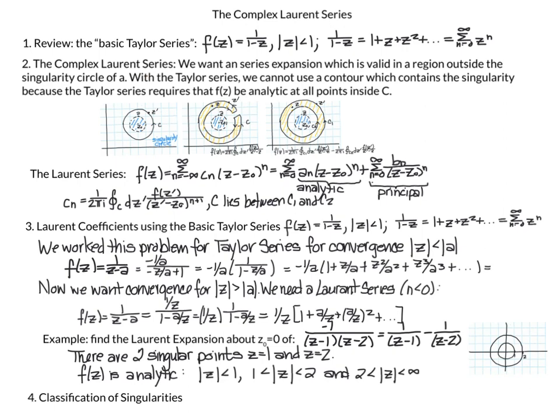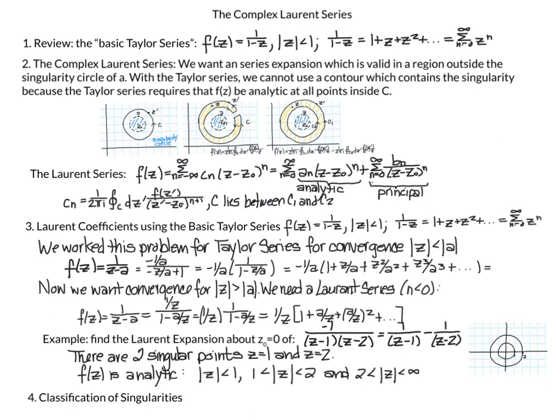So with the Taylor series, we cannot use a contour which contains the singularity because the Taylor series requires that f of z be analytic at all points inside C. So in other words, when we integrated in order to find the coefficients, we could not use something that was outside of the singularity circle because the Cauchy integral formula requires all the points inside C be analytic.